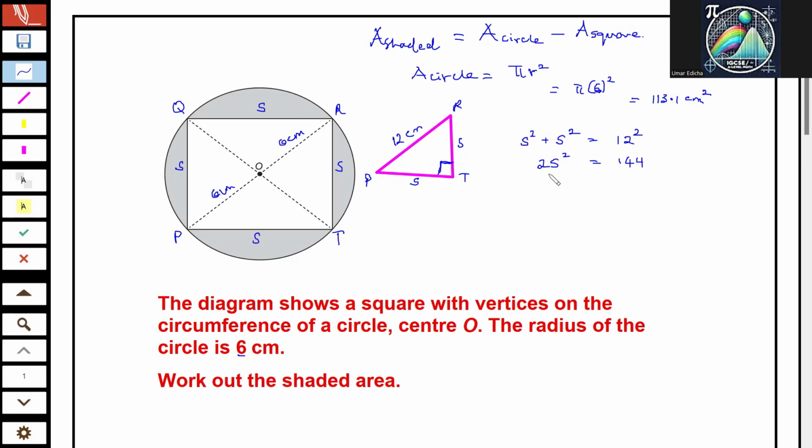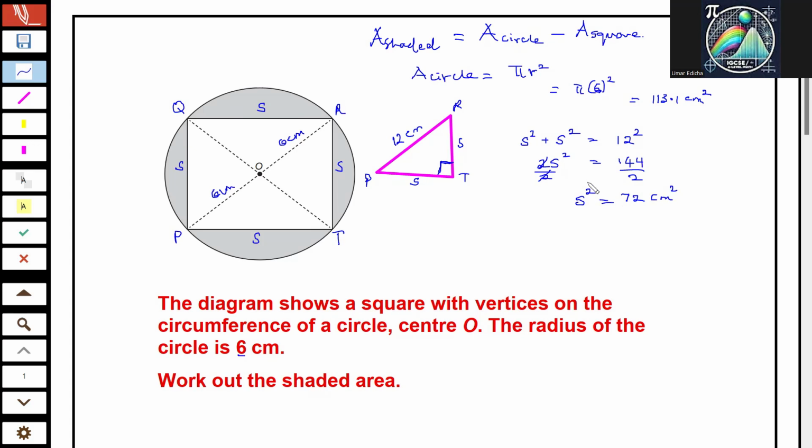Now, to find the value of s, we need to get rid of 2 by dividing both sides by 2. So I'm going to divide both sides by 2 to cancel out the 2. And then s squared equals, now 144 divided by 2 gives us 72. So here we have 72 centimeters squared for the value of s squared.